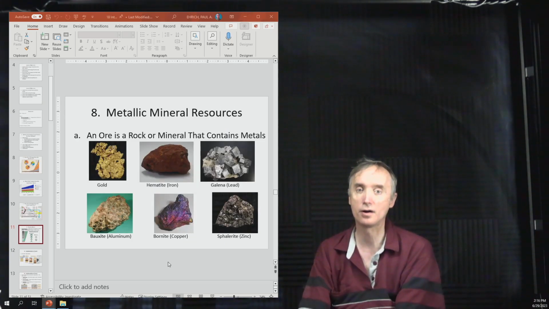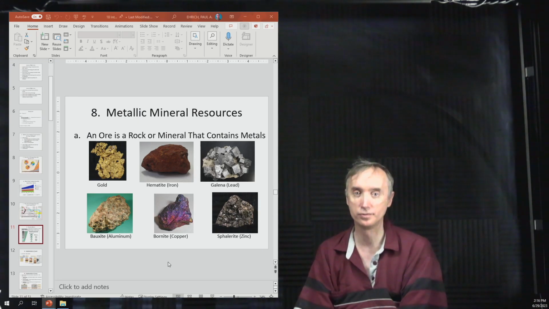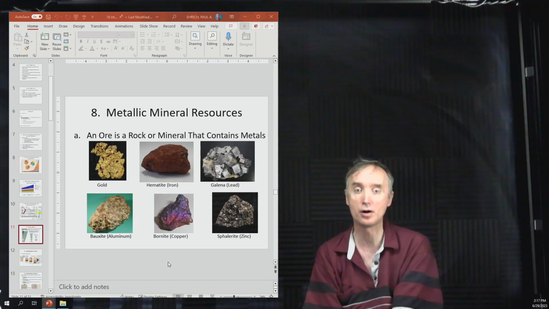So here are some different kinds of ores. An ore is a rock, or it can be a mineral that contains metals. And so I would like for you to know for the exam about hematite and how hematite contains iron. I would like for you to know about bauxite, and bauxite contains aluminum. And I'd like for you to know about galena, and galena contains lead.